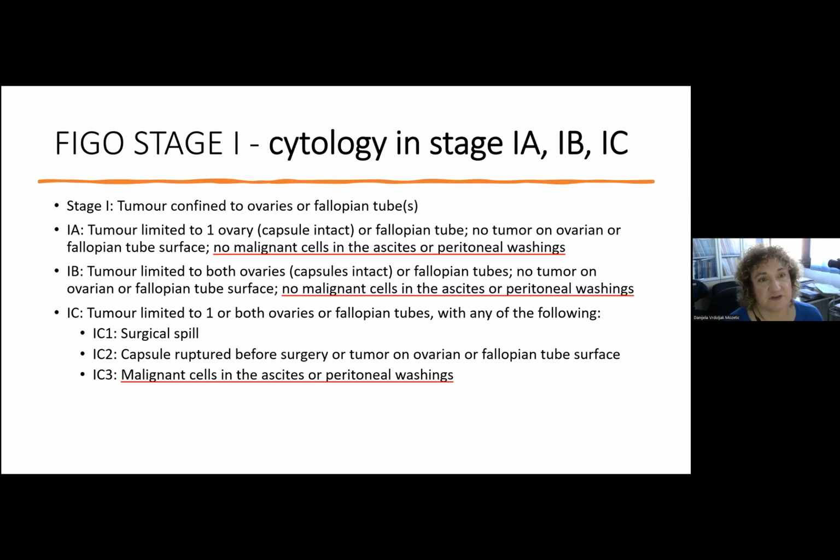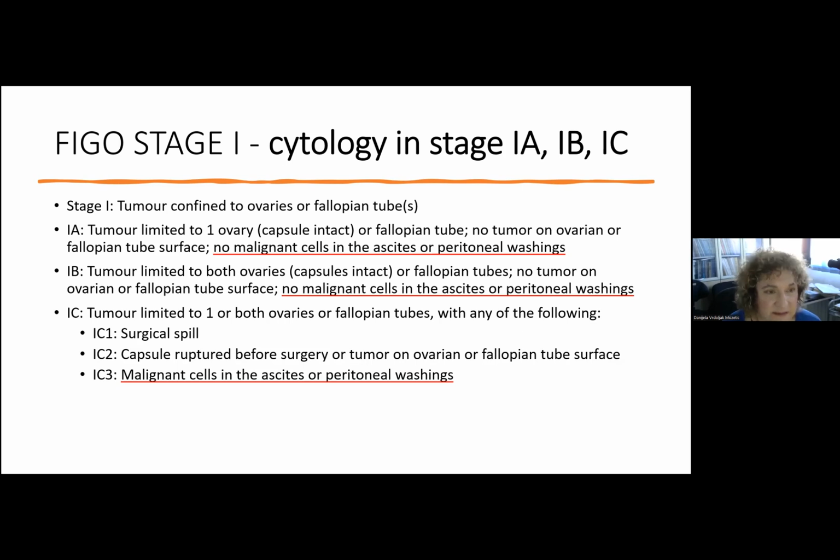So in FIGO stage 1, cytology is very, very important. Stage 1 means the tumor is confined to the ovaries or fallopian tubes. 1A: the tumor is limited to one ovary with intact capsule or fallopian tube with no tumor on the ovarian or fallopian tube surface, and no malignant cells in the ascitic fluid or peritoneal washings.